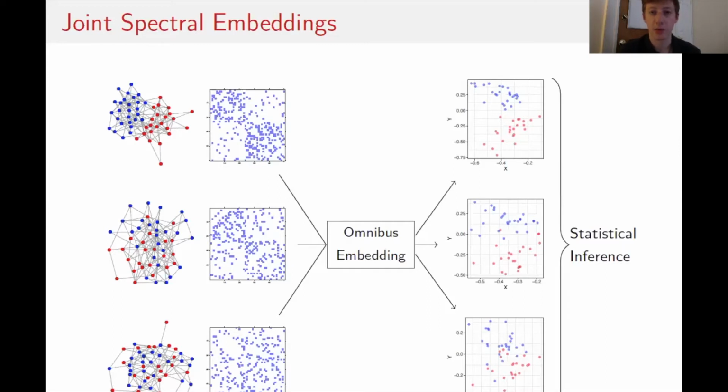So for instance, if we wanted to, again, recover the community labels in this example, we can apply a clustering algorithm to the right-hand side here. But you'll notice by somehow jointly embedding them, the clustering problem becomes easier. The red and the blue points in the right-hand column here are more separated than in the individual network embeddings. So our focus is going to be on trying to understand this joint embedding technique, which is called the omnibus embedding, which I'll talk more about in subsequent slides.